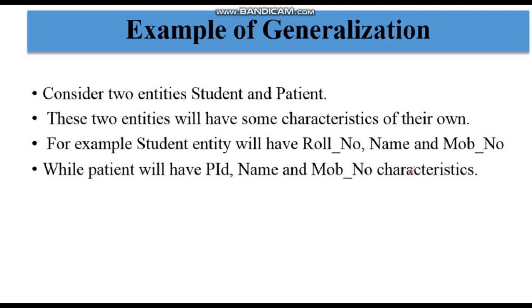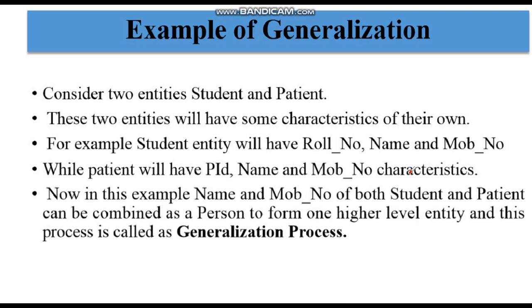Okay, so how many entities are we seeing here? We have two entities. One is called the student type entity and the other one is the patient type entity. And obviously, these two entities have their own features like roll number, name, and mobile number for student, patient ID, name, and mobile number for the patient entity type. Okay. Now, in this example, name and mobile number of both student and patient can be combined as a person to form one higher level entity, and this process is called the generalization process.